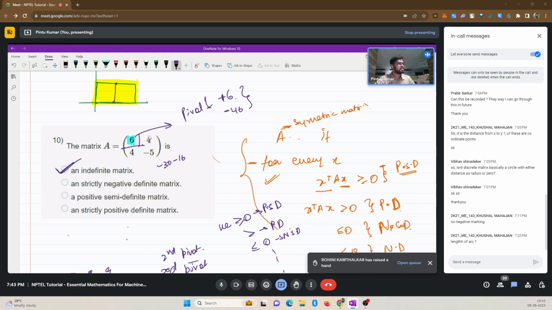So you have a similar question in the assignment. You can just check the pivot elements, and then you can see what happens. Okay.